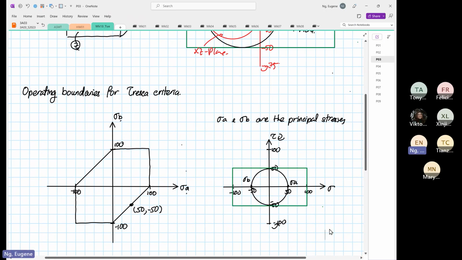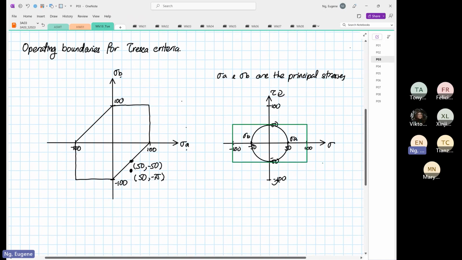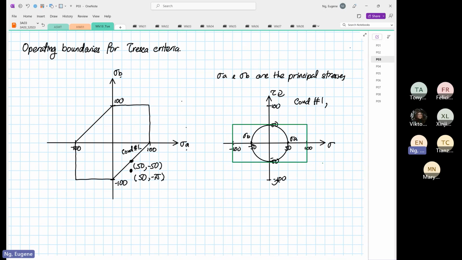So if we have another one, let's say over here we pick another point. Now this is outside already, you can see that. So this is equal to 50, and then the other one is minus 75. So if we were to draw the same, before we go on, at this point I call this condition number 1.